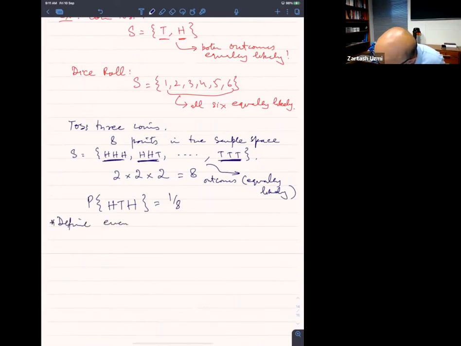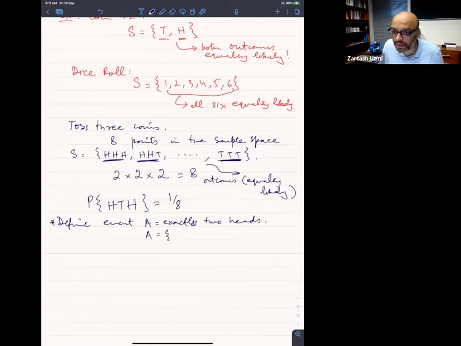Define event A that you have exactly 2 heads. इसका मतलब क्या है? इसका मतलब है कि इवेंट A is a subset of the sample space, और एक सेट का सबसेट जो होता है वो भी सेट ही होता है. सेट थ्योरी हमें ये बताती है. So A is a set which has all the outcomes which have exactly two heads.